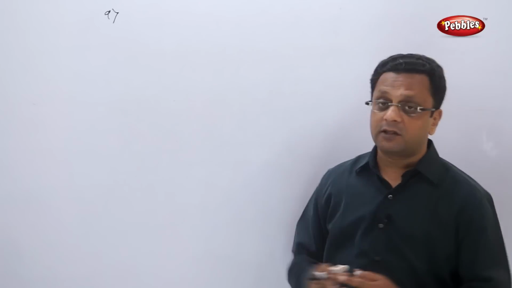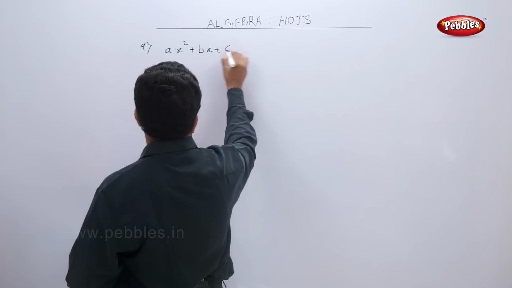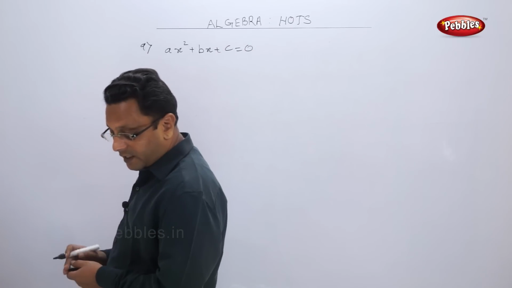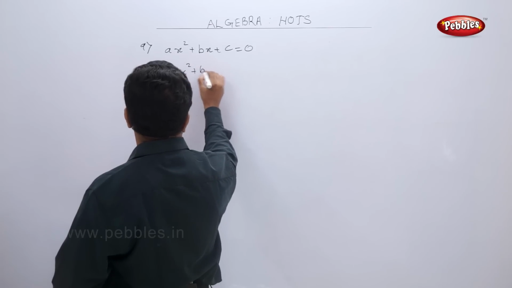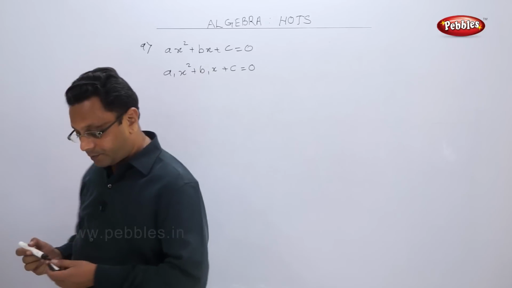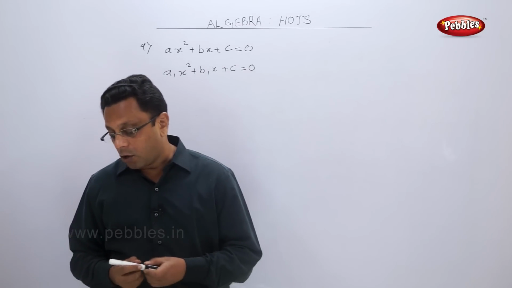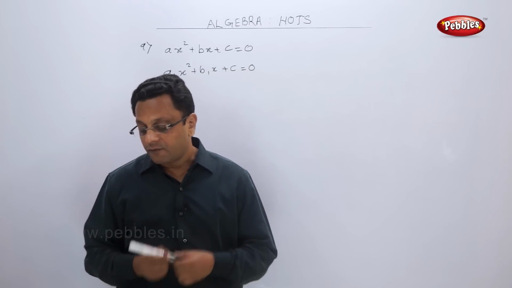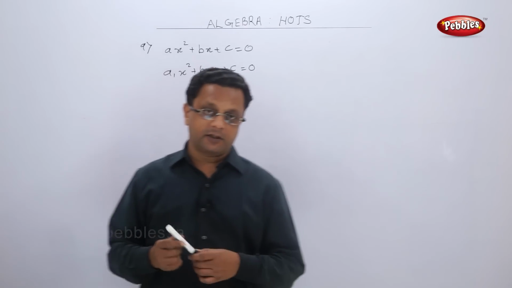Now let us see what this 9th sum is. The 9th sum is: find the condition that the equations ax square plus bx plus c equal to 0, and the second equation they are given, a1 x square plus b1x plus c equal to 0, may have a common root. Find this common root when it exists.